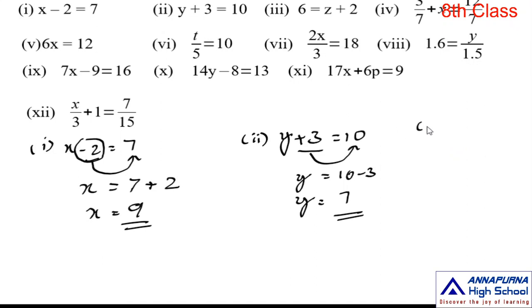When you come to the third one, the third equation is 6 is equal to z plus 2. Observe the total equation. In this equation we have 3 terms: one constant term, one variable term and one constant term. But here the variable term is present on the right side, so we interchange the left side part and right side part completely.